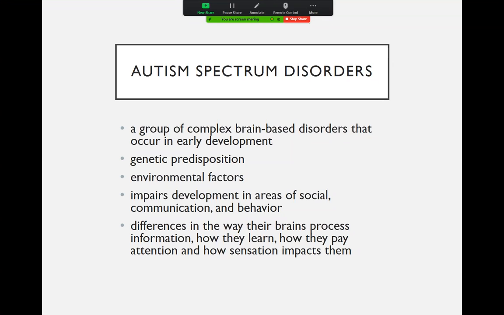With autism, you see impairment in the development of social, communication, and behavior areas. There's differences in ways the brain processes information, and individuals with autism learn differently. How they pay attention is different, and how sensation impacts them is different. And those are some of the things that we hear from families, and most often are some of those sensory issues that tend to play a factor into many areas of the family's life.